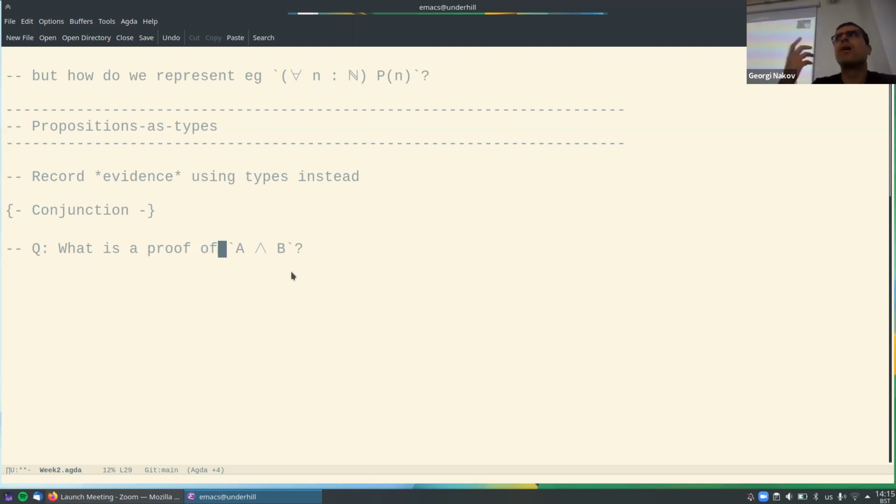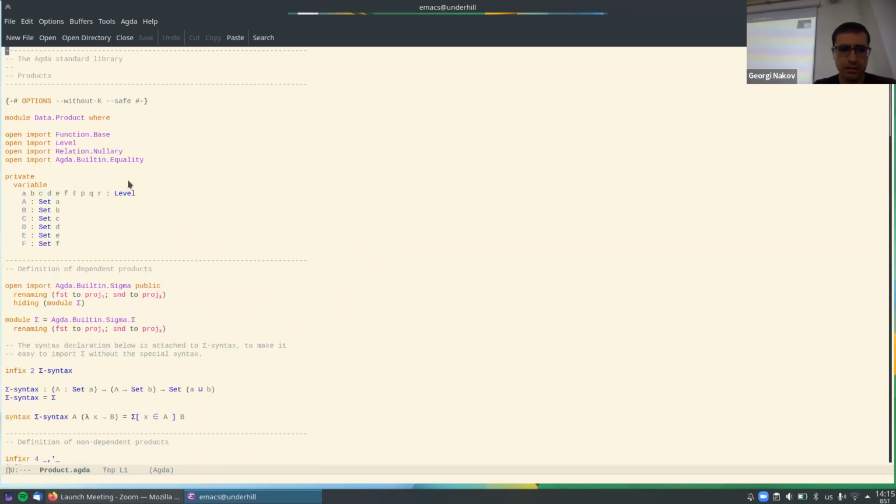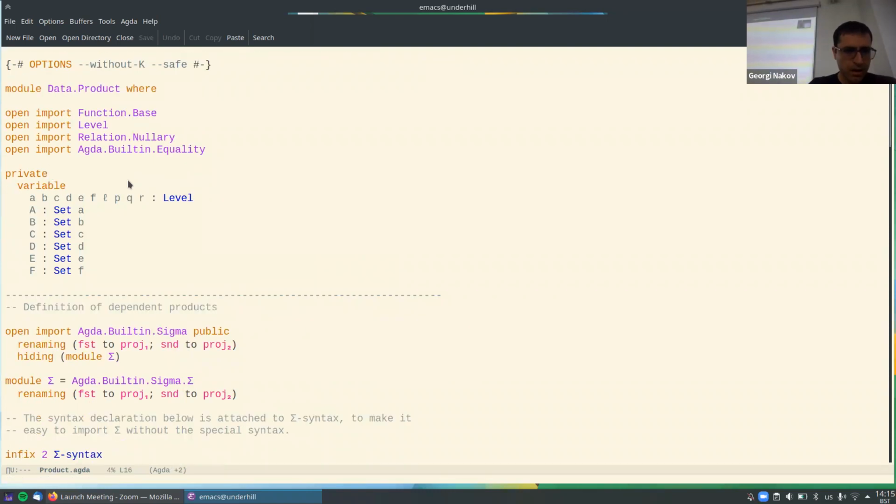And a way to do that is actually to take their product, or just to have something that combines them together at the same time. And we can see that this is imported from the standard library, so we can check its definition.